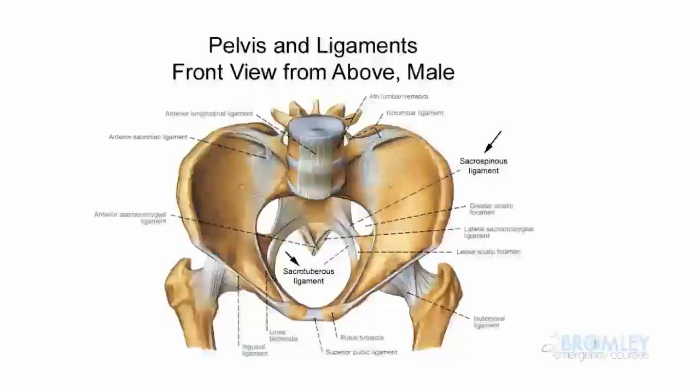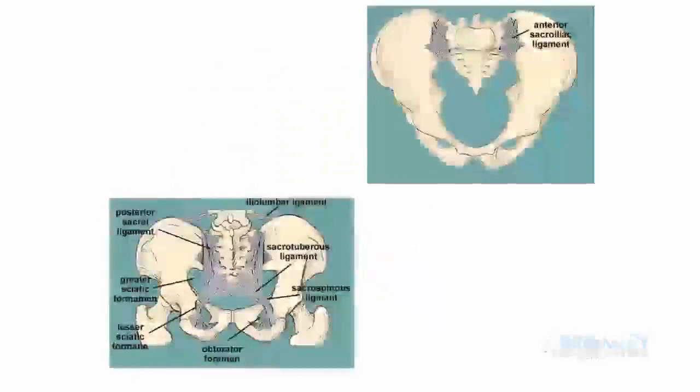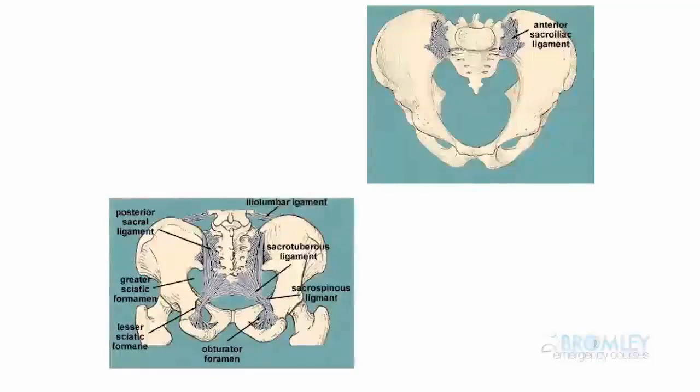That's just another view, just to show the different ligaments. So that's the sacrospinous ligament. That's the sacrotuberous ligament. This is the iliolumbar ligament, which is attached to the iliac crest and to the lumbar vertebra. And this bit is the posterior sacral ligament. And as you can see here, this is the greater sciatic foramen, and that is the lesser sciatic foramen. And of course, these two are the obturator foramen.